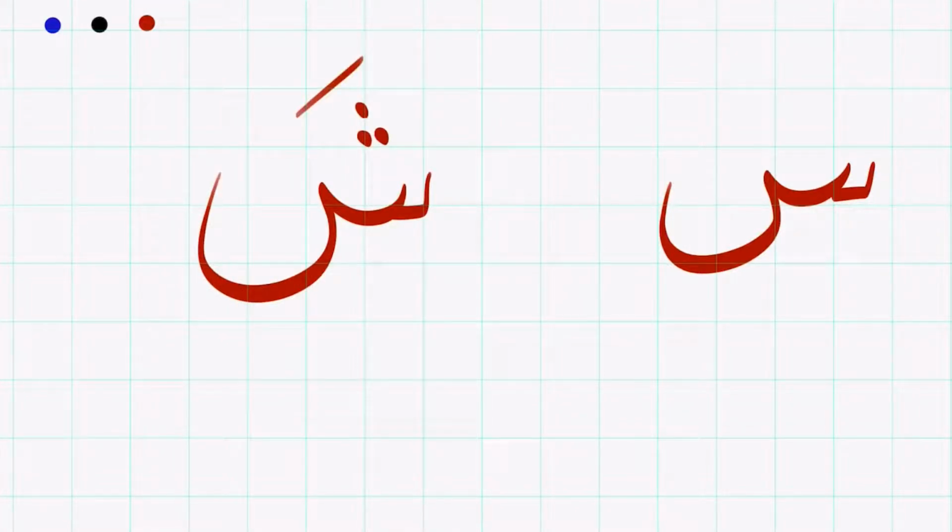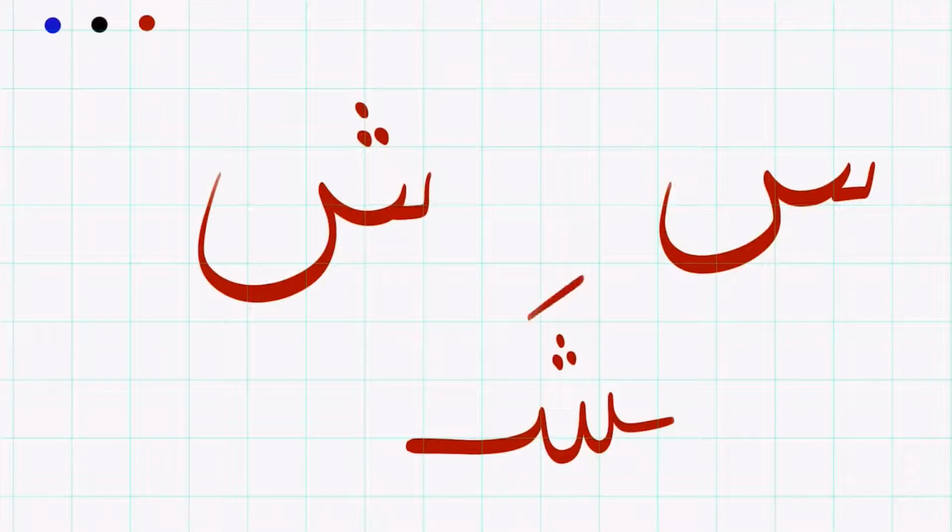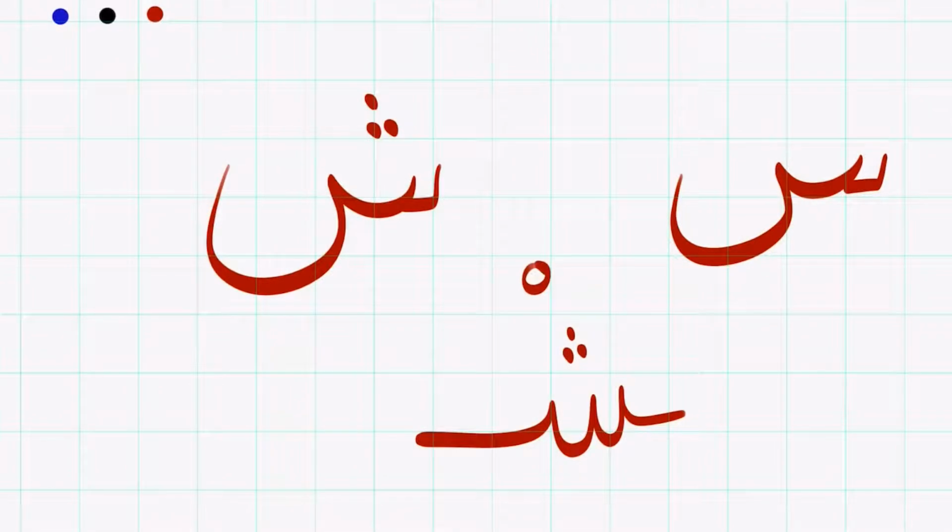Sha, shu, shi, ish, sha, shu, shi, ish. Notice that there is a letter connecting before.